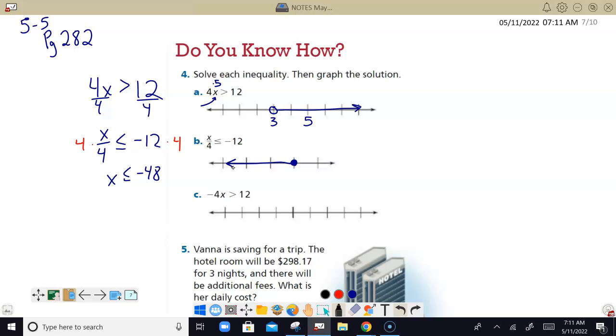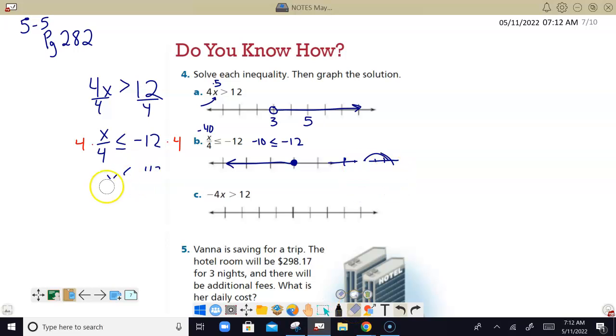So if we just picked a number, something that we can divide by 4, let's pick an incorrect number, something way down here. Negative 40 is down here, right? That's in the incorrect zone. So if I tried negative 40 here, it should be incorrect. Negative 40 divided by 4 is negative 10. Is negative 10 less than or equal to negative 12? No, it's not. It is greater than negative 12. So our graph is correct because we checked an incorrect answer and it was indeed incorrect. So we know that we are okay. Let's go ahead and do letter C.